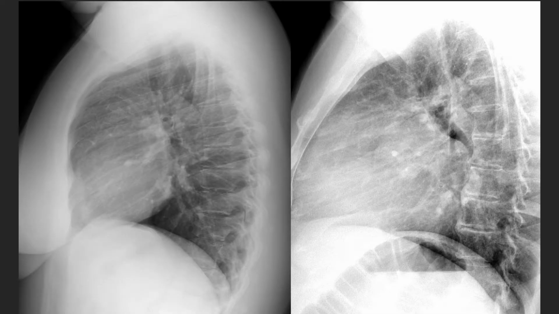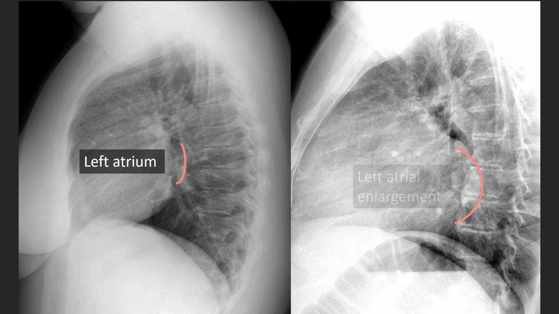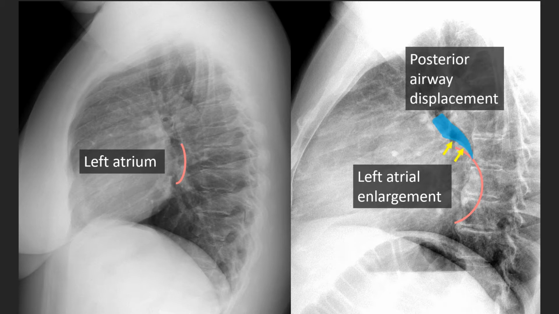On the lateral view, the left atrium represents the most superior and posterior aspect of the cardiac contour, which is seen here. When enlarged, it projects more posteriorly and can even overlap the spine, as noted on the right. Also notice how there's mass effect with upward and posterior displacement of the airways secondary to left atrial enlargement. There's posterior airway displacement.